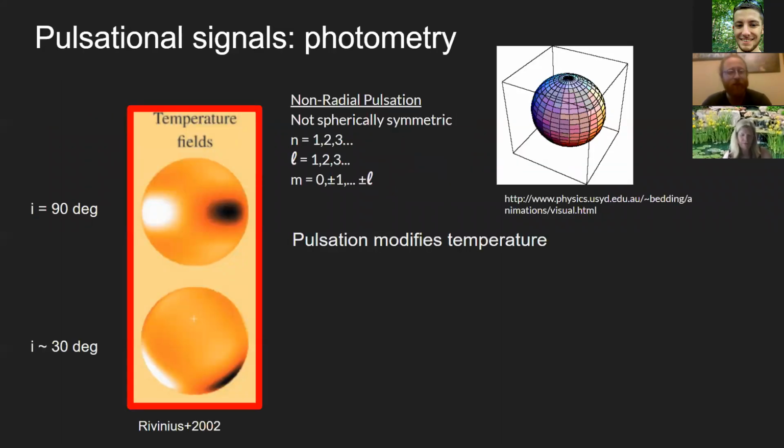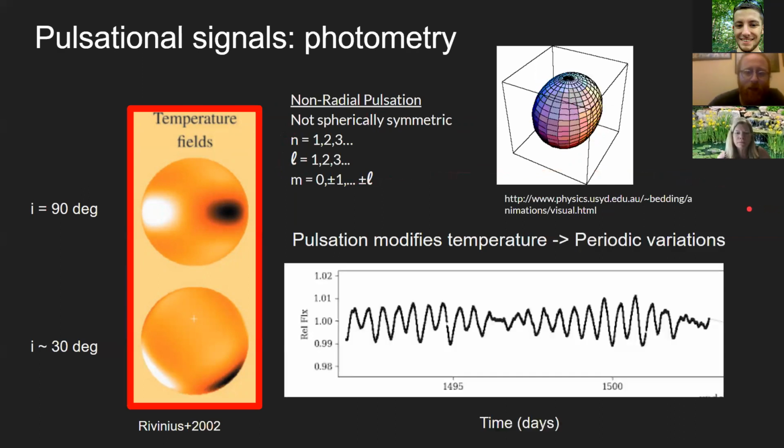So pulsation is going to be a really important part of BE star variations, especially with space photometry. And when a star pulsates, its temperature profile across its surface is modulated by the pulsational mode. Generally, BE stars are non-radial pulsators, which are not spherically symmetric pulsation modes, and they're quantified by different quantum numbers. And as pulsation modifies the temperature across the stellar surface, we see wiggles in brightness, basically at the pulsation period.